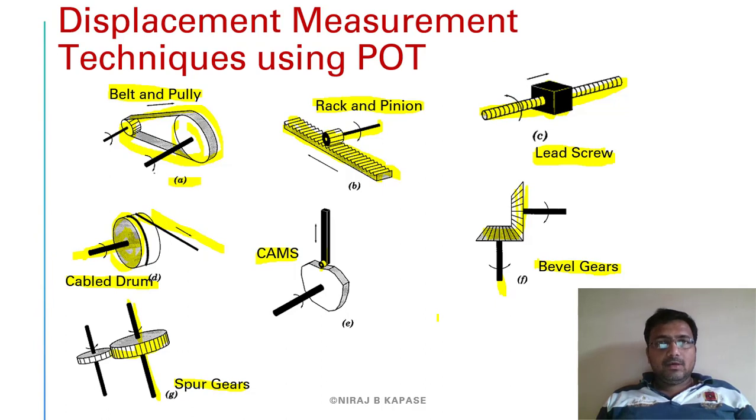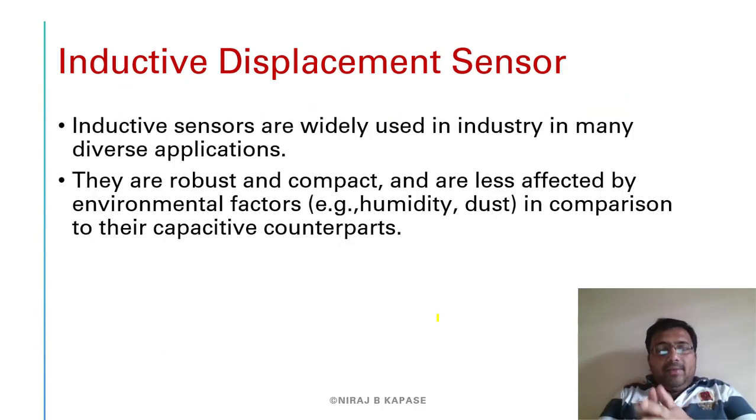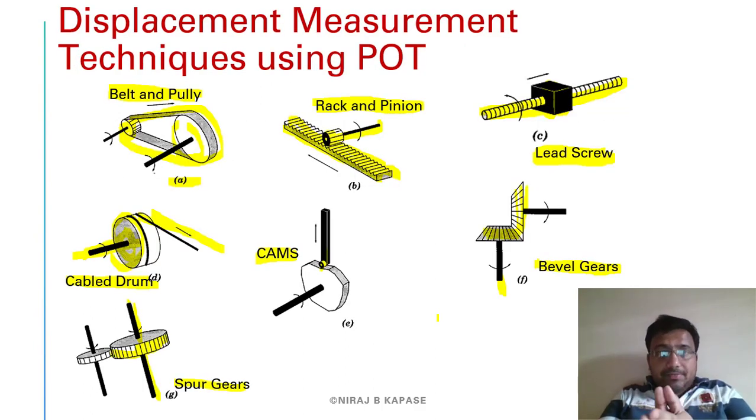Okay. So this is about displacement measurement using a pot. We have already learned about different types of pots used. There are different manufacturing techniques of pots as well. Next we'll move forward to another displacement measurement technique. The first, the pot, is a resistive displacement technique. Second is the inductive displacement technique.